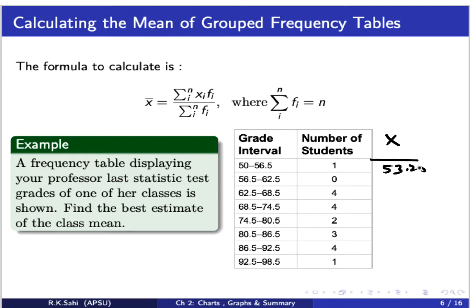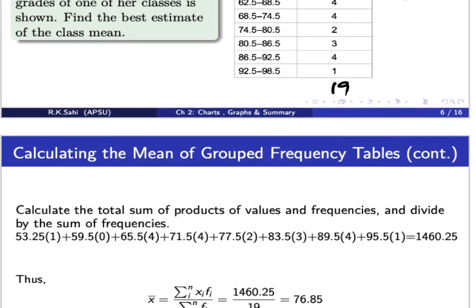So that's what we will do for all the values. Then the other one would be 59.5. The midpoint is basically you add these two, divide by 2, and that's how you go. And then according to the formula, you multiply 1 with 53.25, 0 with 59.5, and so it goes on. And then you divide by the sum. In other words, you add up the number of students, which comes out to be 19 here. I've done the work here in the next slide for you.